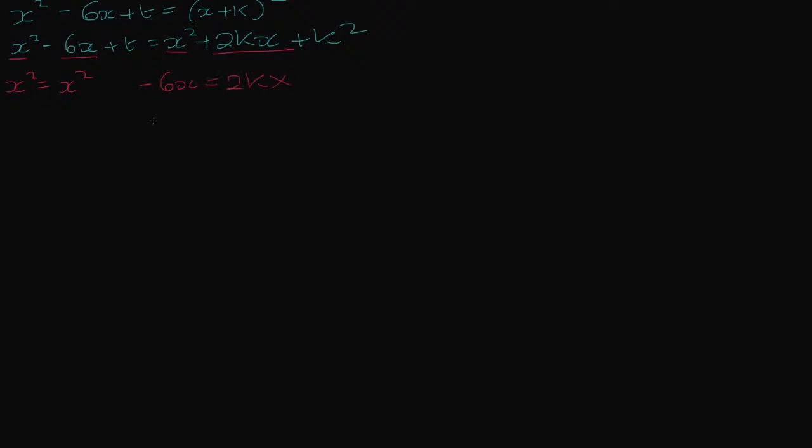So I want to get k. We can divide both sides by x, so minus 6 is equal to 2k. Then we divide by 2, and minus 6 divided by 2 is minus 3, so k is equal to minus 3. Alright, did you get that? Now we'd sub this in to our other one.